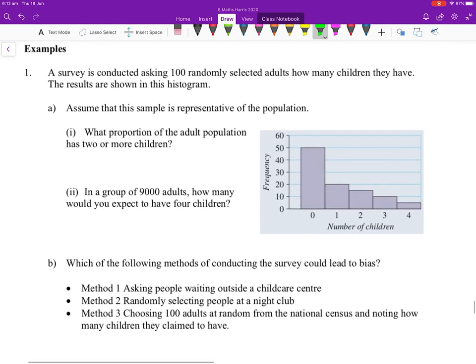So the first example says, a survey is conducted asking 100 randomly selected adults how many children they have. And the results are shown in the histogram that you can see there. So when we look at the histogram here, 50 people, that's our first column, have no children. Then you go to the next column, 20 people have one child. The next one looks like it's about 15 people have 2 children. The next column, 10 people have 3 children, and 5 people had 4 children.